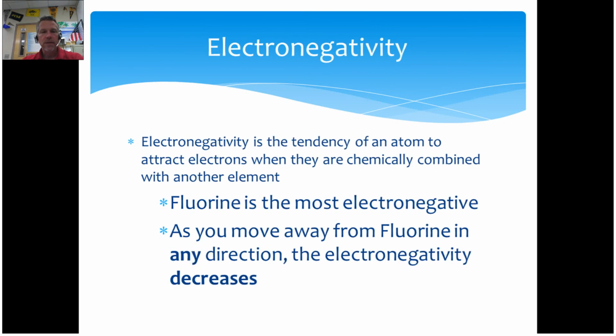The third trend that we want to talk about is called electronegativity, and this is the tendency of an atom to attract electrons, or as I like to think of it, how big of an electron hog the atom is. Some atoms really, really like to be electron hogs. Some much less so. And the way this trend works is based on the element fluorine. Fluorine is the most electronegative element on the periodic table. And as you move away from fluorine in any direction, to the right or down, the electronegativity decreases. The atom is less and less of an electron hog as you move away from fluorine.